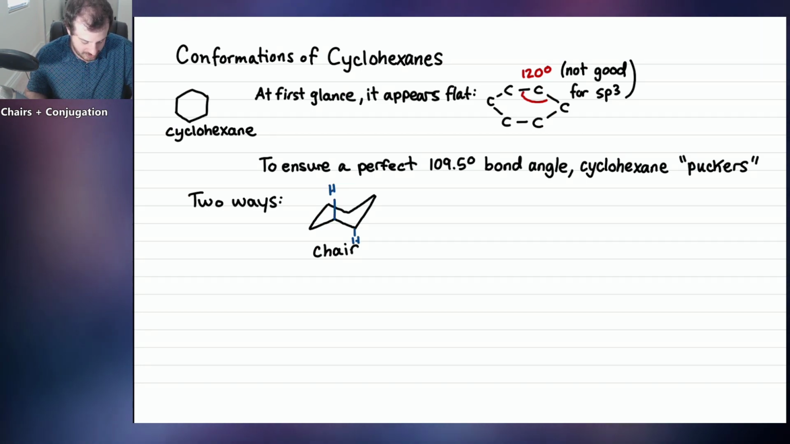Let me actually move my chair down a little bit here. You can see that the hydrogens are nice and they're far away from each other. They're staggered. The 2 hydrogens are staggered. So this is called the chair, and it is lower in energy.